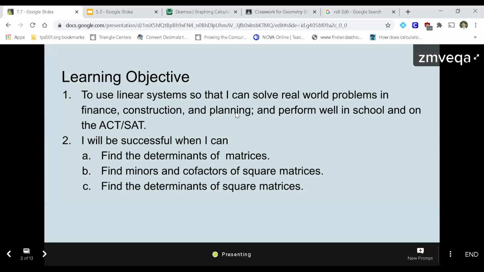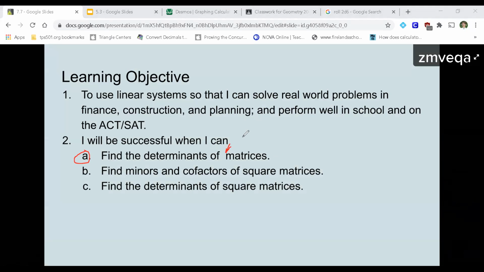All right, what we're doing today, finding determinants of a 2x2 matrix. I don't know why it cut off the 2x2, but it did. We're going to find determinants of 2x2 matrices. That's easy peasy lemon squeezy.